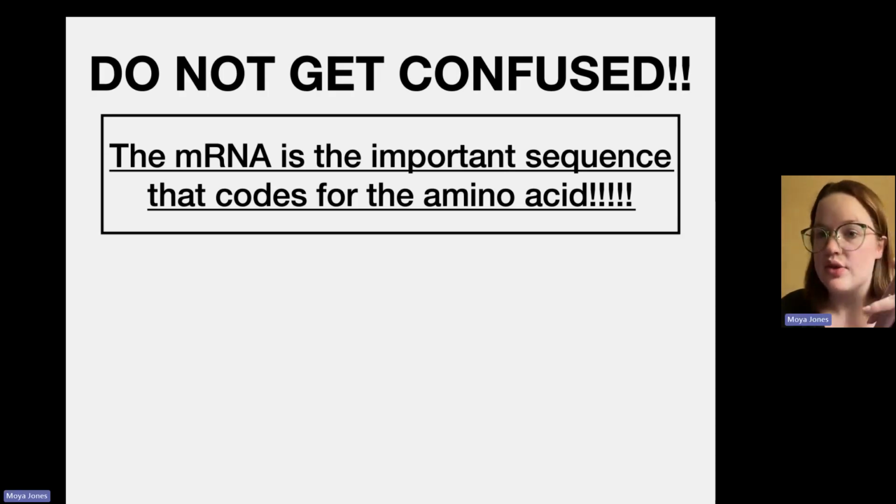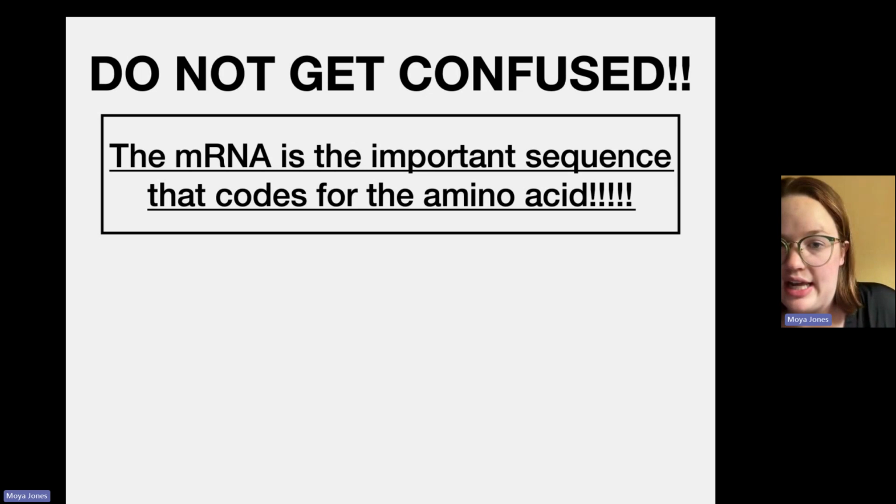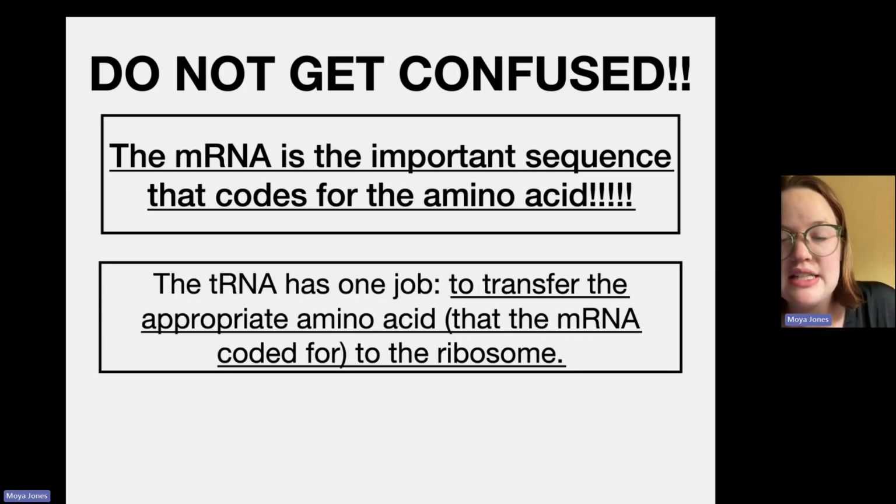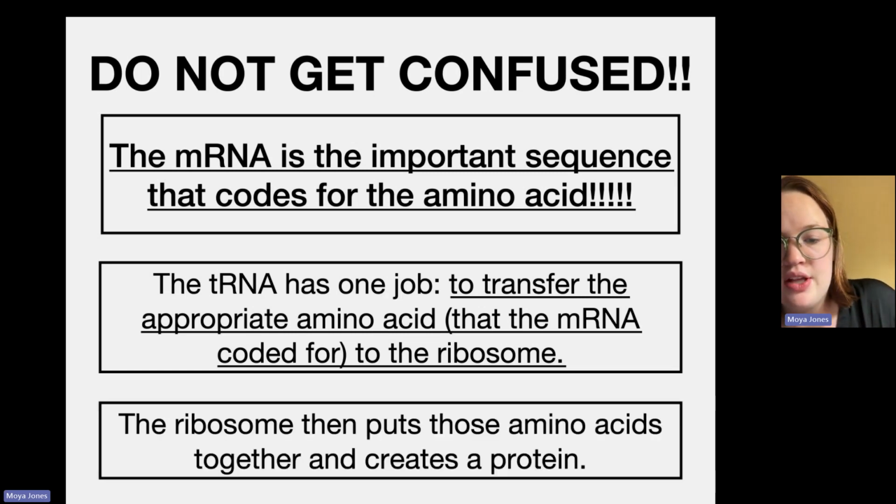Do not get this confused. The mRNA is what codes for amino acids, not tRNA. mRNA is what codes for the amino acids. tRNA has one job, and that is to transfer the amino acids that the mRNA coded for to the ribosome. mRNA is the instructions. tRNA just delivers the ingredients. The ribosome will then put those amino acids together to make a protein.